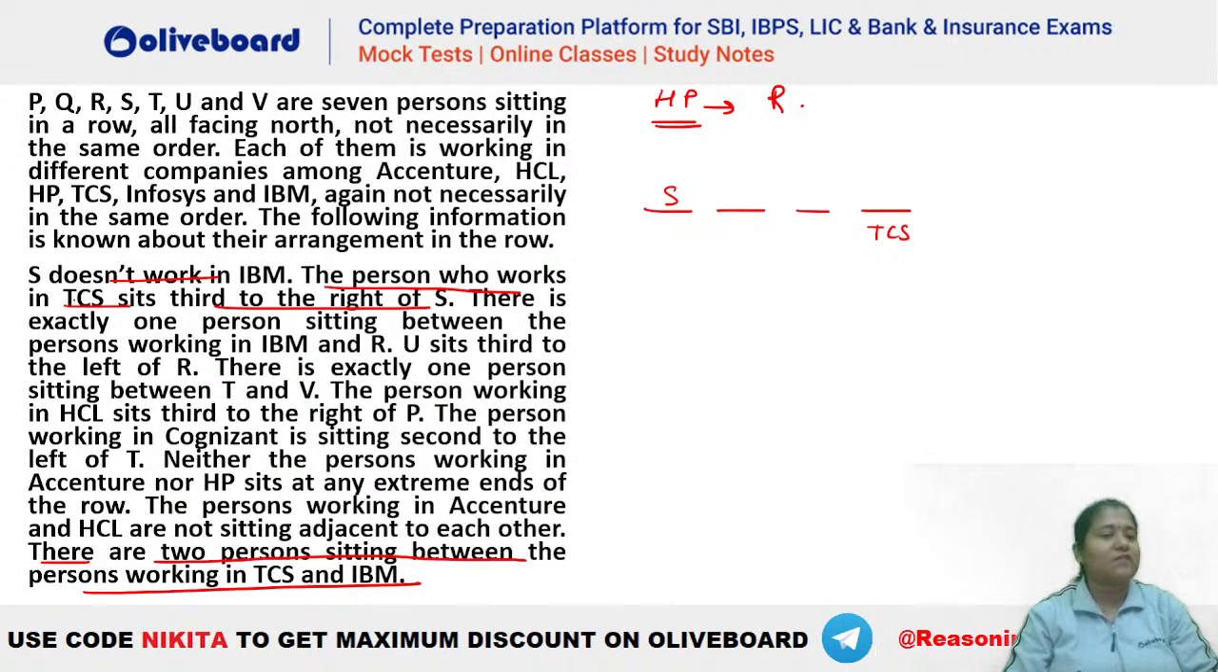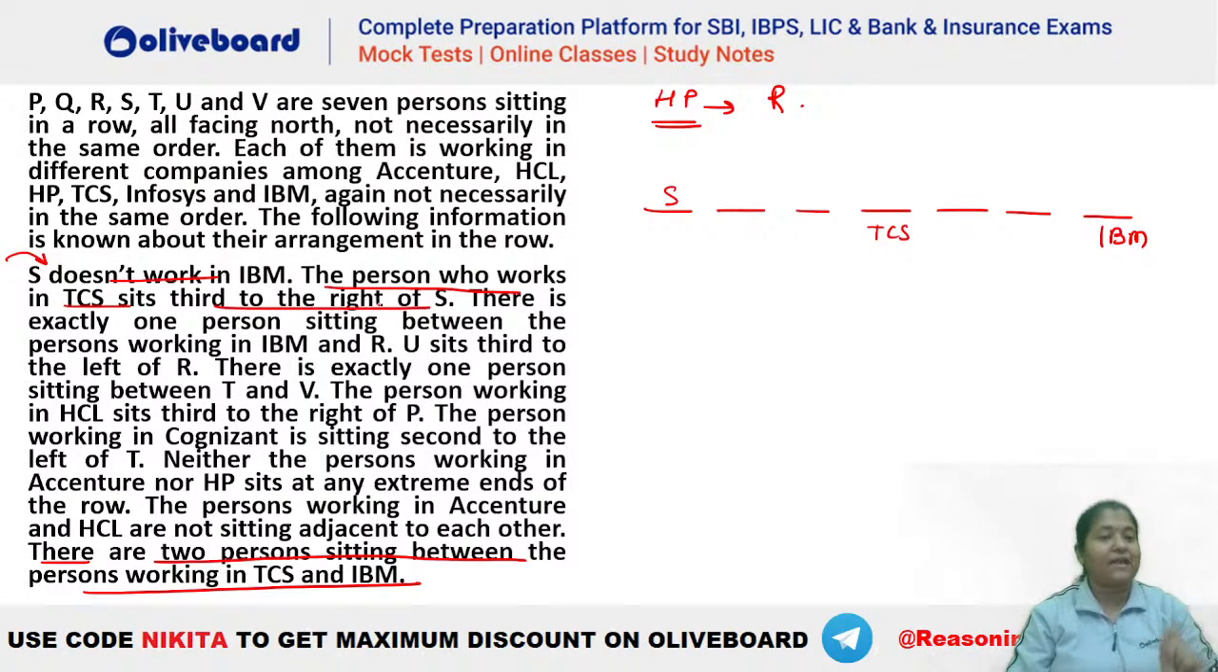Now S is not from IBM, that is already given in the first line. So that means S cannot be IBM. So you will have to take your IBM towards this side. So this is your IBM. And now you can see we have got the 7 people in here, right? These are the 7 people.